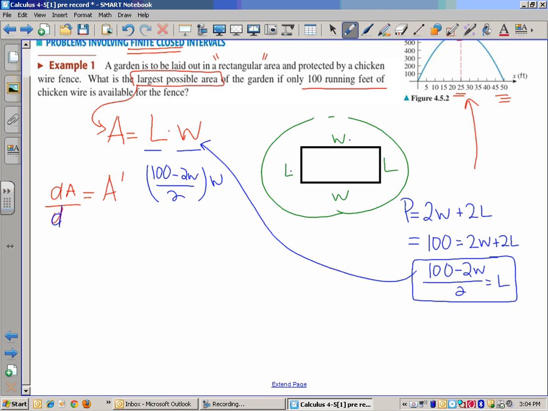Okay, so I'm going to now take the derivative of A, and now look at I only have one variable. So now I can decide that I want to take the derivative of A with respect to W. Okay? So if I do that, I want to take the derivative of this.